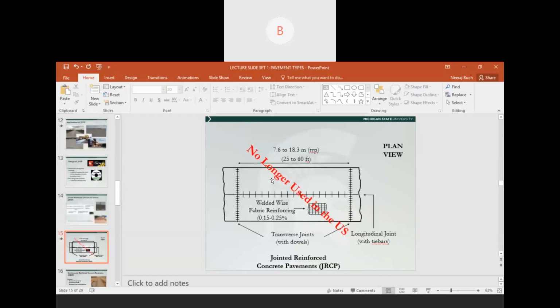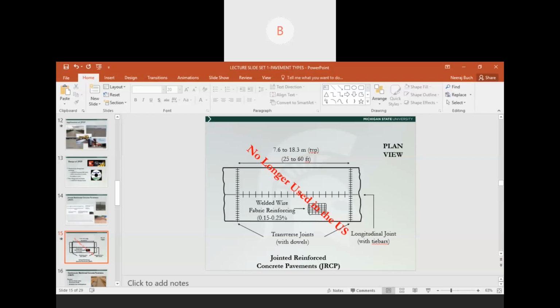However, in the US, we have stopped using jointed reinforced concrete pavements, I would say, over the last 10 or 15 years. So no new jointed reinforced concrete pavements are being constructed in the United States. So the only two types of pavements that are constructed in the US are the jointed plain concrete pavements and the continuously reinforced concrete pavements that I'll talk about in the next slide.